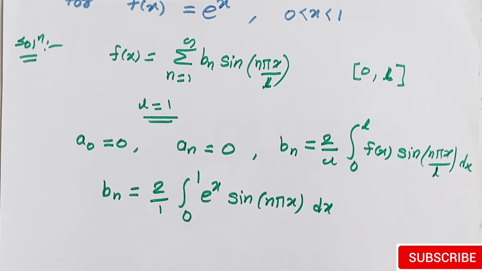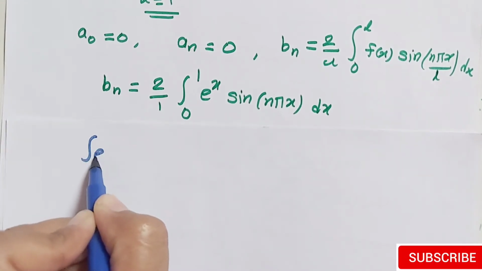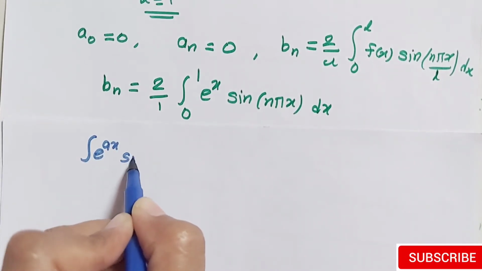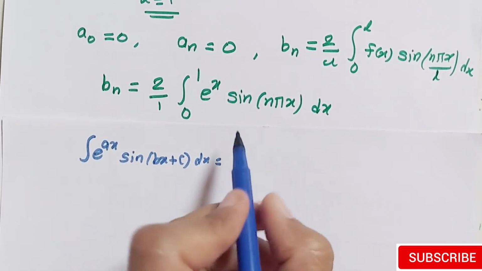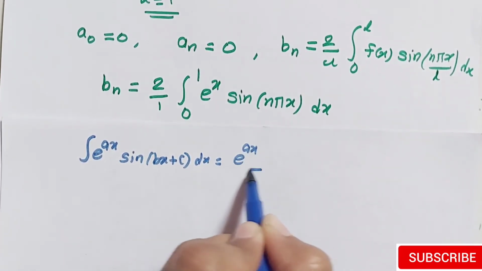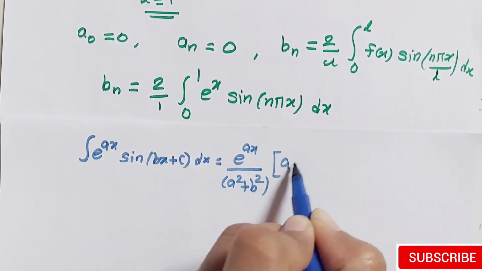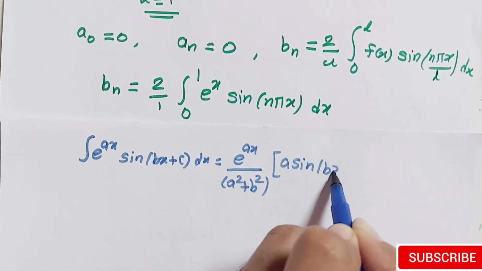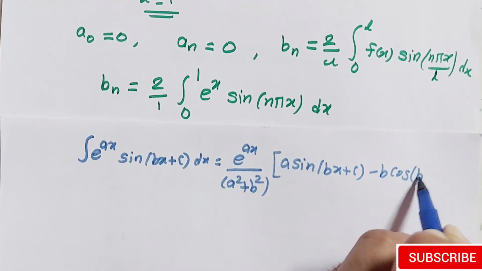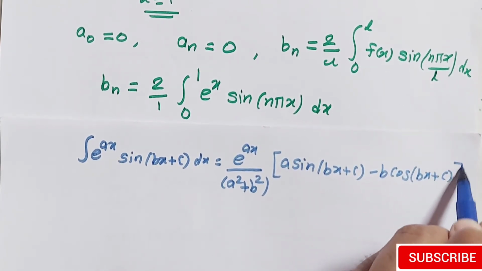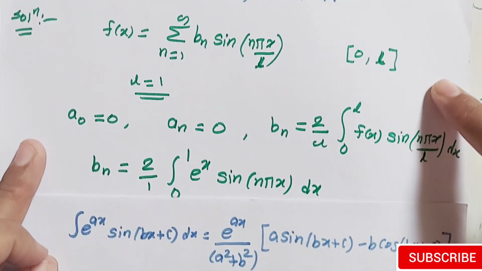Here we have to use the standard formula for this integration, and that formula is: integration of e raised to the power ax sine(bx plus c) dx is equal to e raised to the power ax divided by a square plus b square, in bracket, a sine(bx plus c) minus b cos(bx plus c). In this example we are finding the half range sine series, that's why we require this formula.